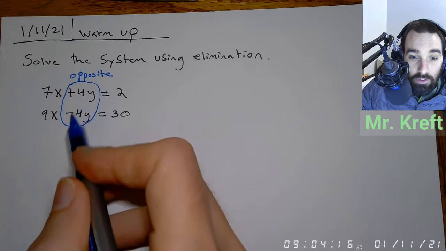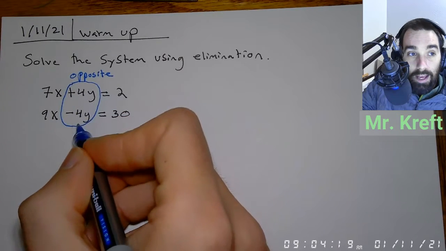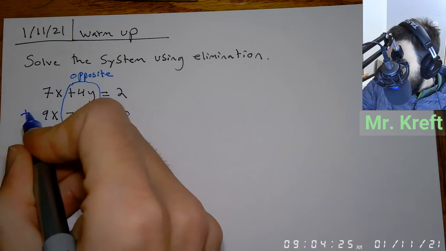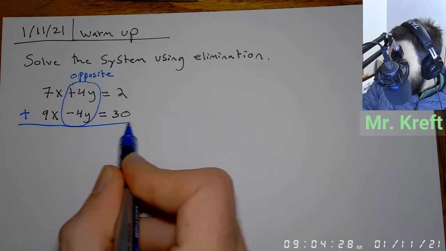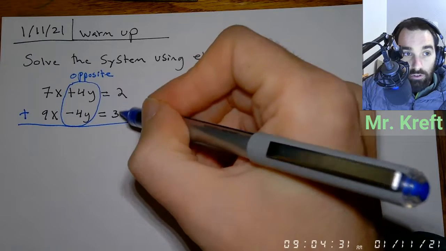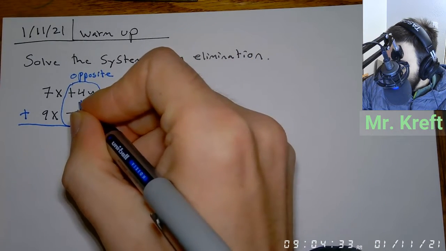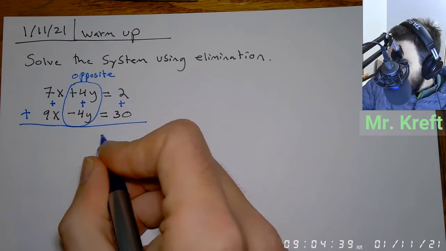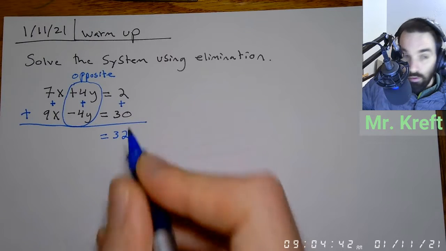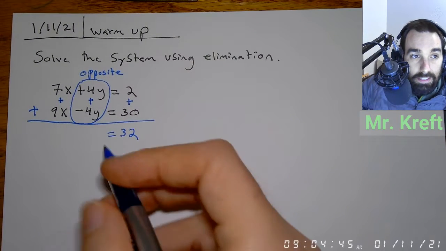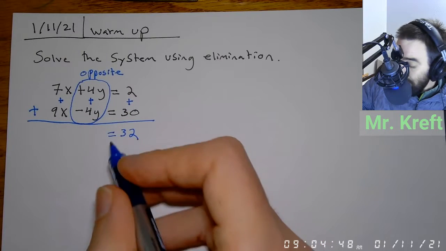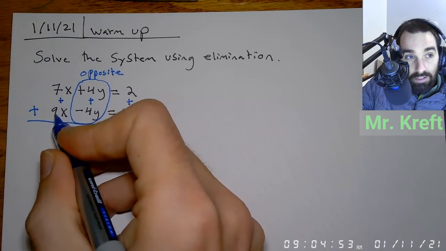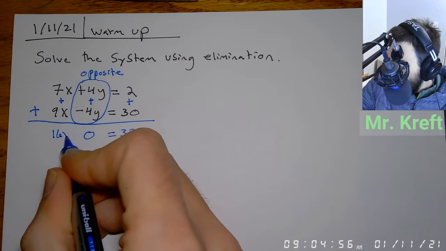All right. So we're looking for the opposite here. If you have opposites, so plus 4y is opposite of negative 4y, I'm going to add these two equations together. And I'm going to add straight up and down. So you can think of the adds going like that. So I get 2 plus 30, that's 32. Then I get 4y plus a negative 4y, that's 0, because they're opposite. And then I got 7x plus 9x, that's 16x.